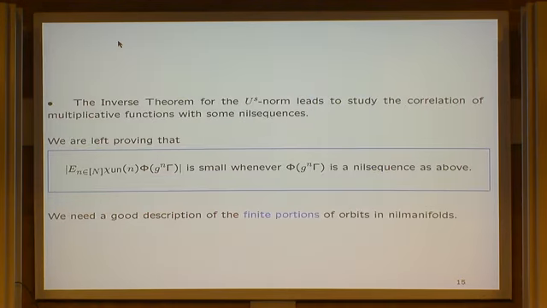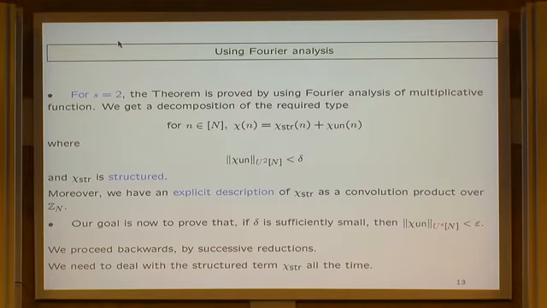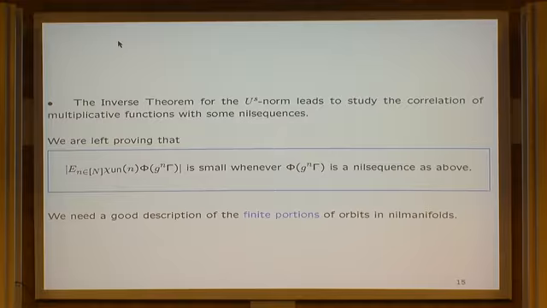So recall, our goal was to prove that this uniform part is really uniform, small in the U^S norm. Then we are reduced to prove this one: if phi is a Lipschitz function defined on a nilmanifold X as above, then the correlation between the uniform part of chi and this nil sequence phi of g^n gamma is small. Now we are arriving at dynamics, because this one is an orbit. Of course, it's a finite portion of an orbit. So it's dynamics along a finite orbit.